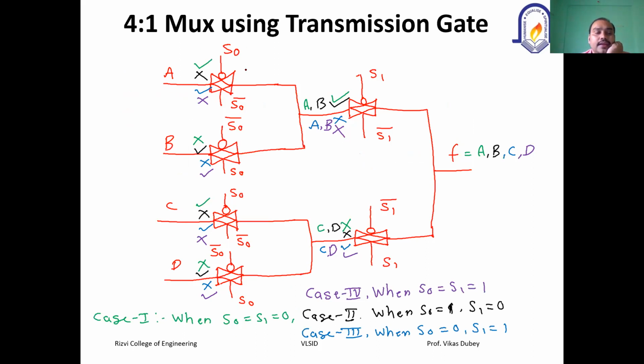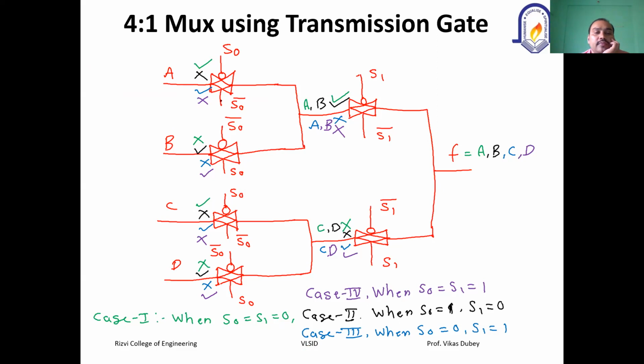So you can see A is given here, so S0 is 0 bar, because when your S is equal to 0, now you can understand here, when your S0 is equal to 0 and S1 is equal to 0, correct? So what is your output? So when your S0 is equal to 0, what will happen, you can see the above transistor will be on, because S0 is 0.